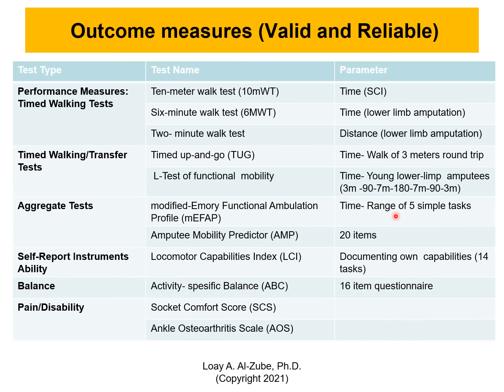And then you have the locomotion complexity index, activity-specific balance, the socket comfort scores, and the ankle osteoarthritis scale. See the pain, disability, they talk about the comfort scores, but they rely on the subject telling them he's comfortable or she is comfortable or not. They don't use any load cells. So none of these tests actually use technology. For example, in the L test, we can use cameras and force plates to see the balance of the subject, not just looking at the time.